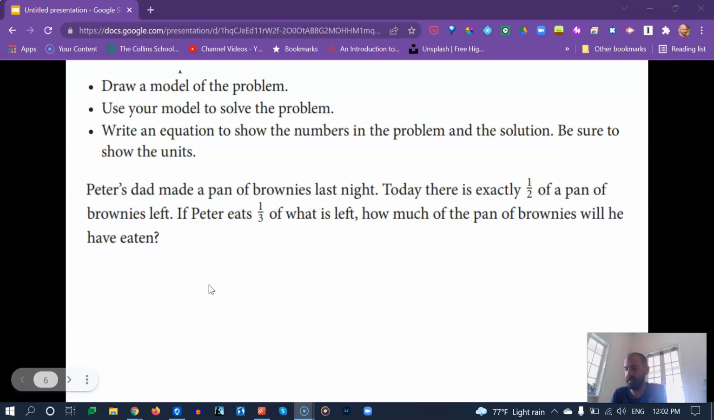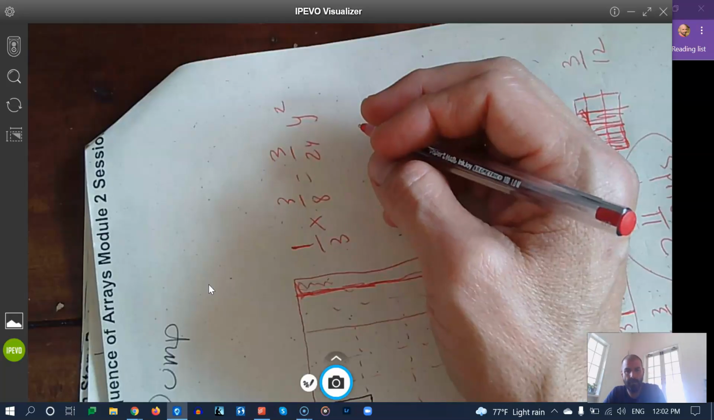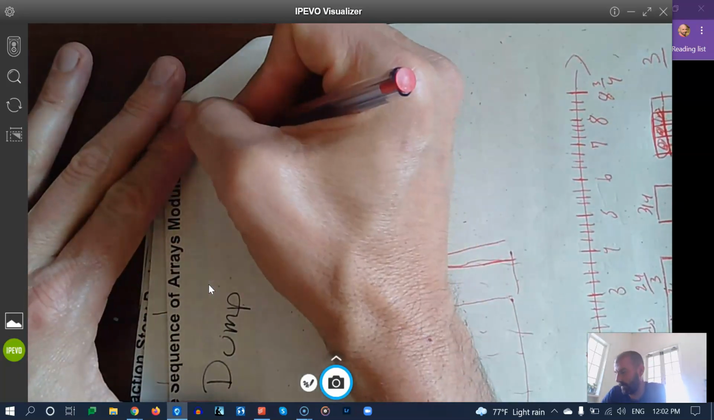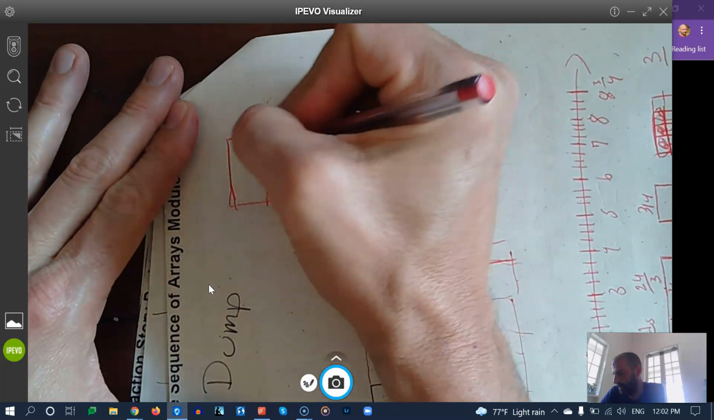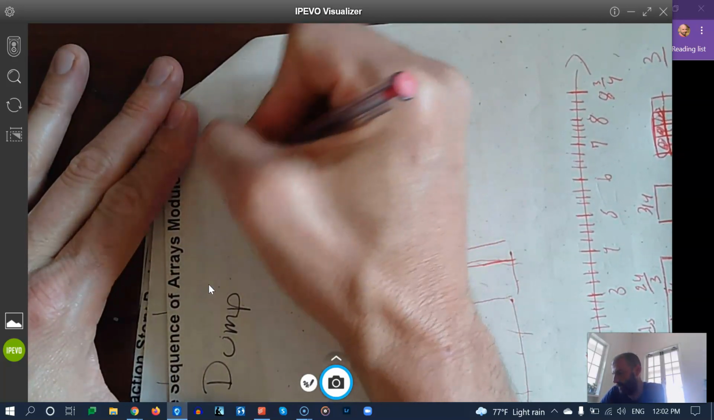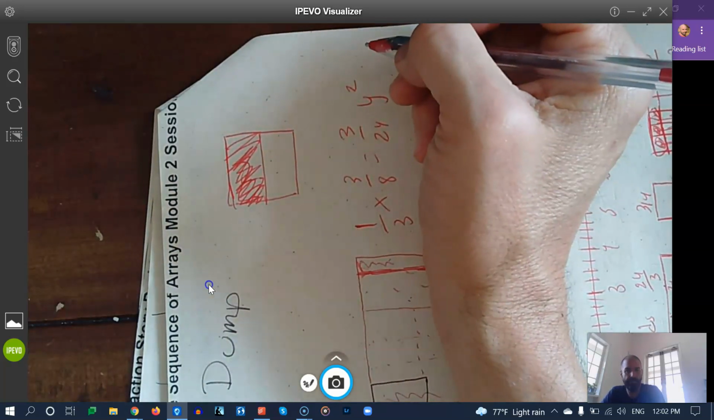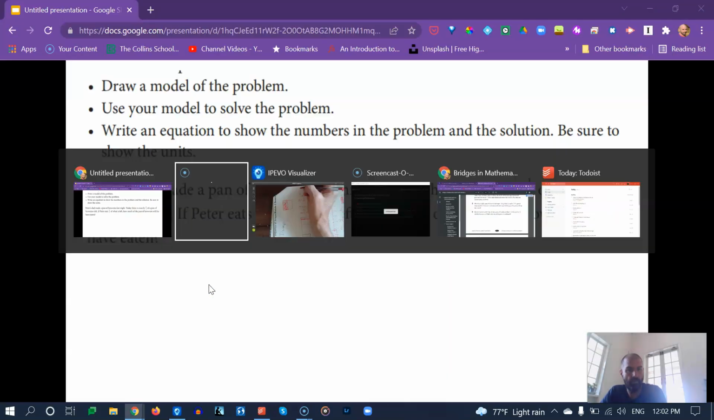All right, so here's the last one. Peter's dad made a pan of brownies last night. Today there is exactly 1/2 of a pan of brownies left. If Peter eats 1/3 of it, how much of the pan of brownies has he eaten? Let's see. So here's my pan of brownies. There's 1/2 here. How much has he eaten? 1/3 of it.